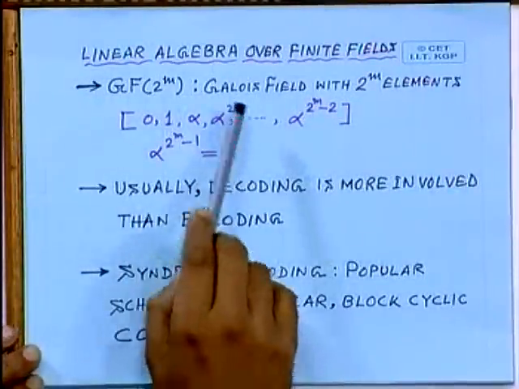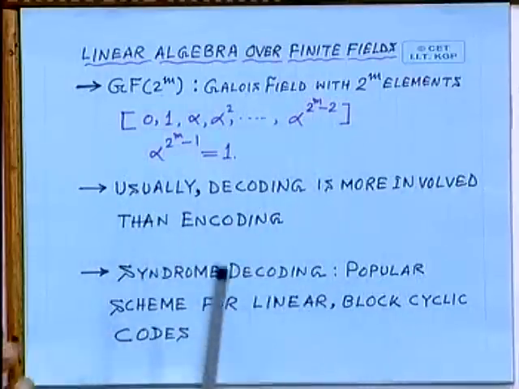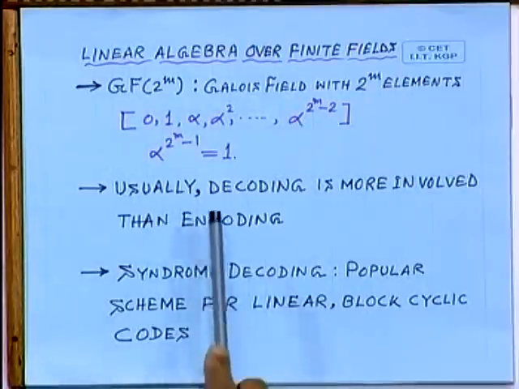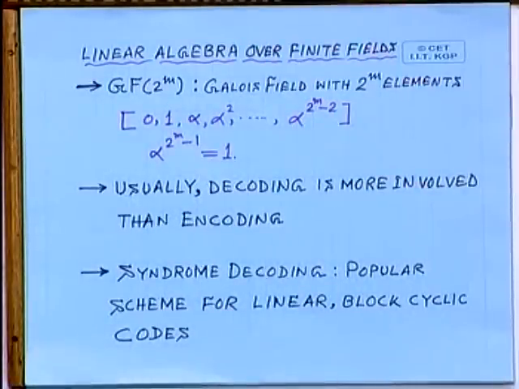Now, this kind of finite field is used extensively in the design of many powerful and useful block codes, and especially cyclic codes. That's the reason I thought I'll just mention this field here. We will not discuss all those codes. And there again, usually the decoding operation is more involved. It needs more attention than the encoding operation.